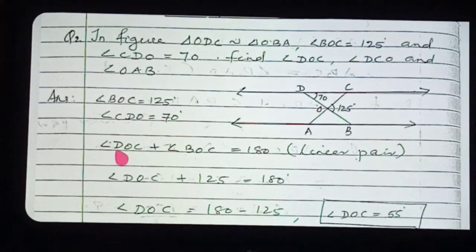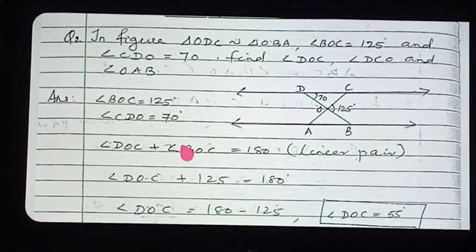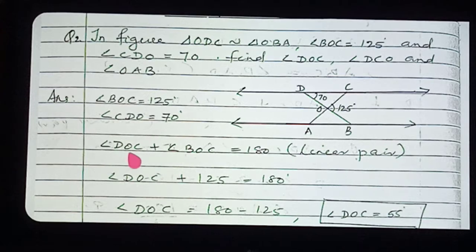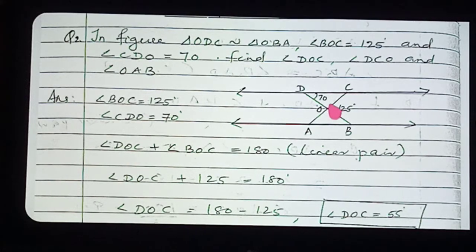Once more, repeat. DOC numericals, you already know how to find out. Any method you apply, you can find out. Angle DOC plus angle BOC is 180, linear pair. DOC's value we do not know, but BOC we know is 125. Apply here: DOC is equal to 180 minus 125. So you got it, it is 55. So you got the value of which one? DOC. How much? 55. Only 55.